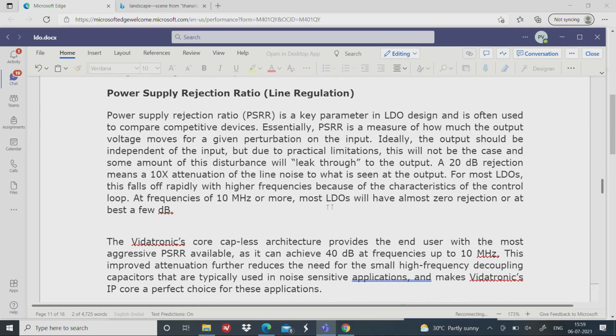Now we will continue with the discussions on PSRR as we go along, and then look at the other important parameters of the LDO, and then see how we can use them in data sheets.